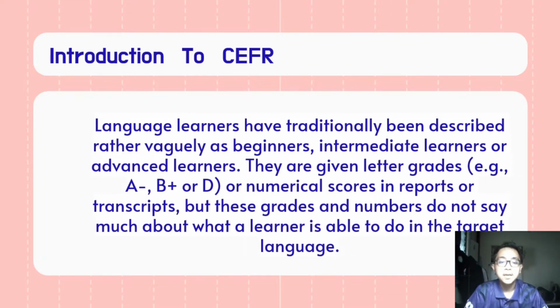So basically, language learners have traditionally been described rather vaguely as beginners, intermediate learners, or advanced learners. They are given letter grades such as A minus, B plus, or D, or numerical scores in a report or transcript. But these grades and numbers do not say much about what a learner is able to do in the target language.